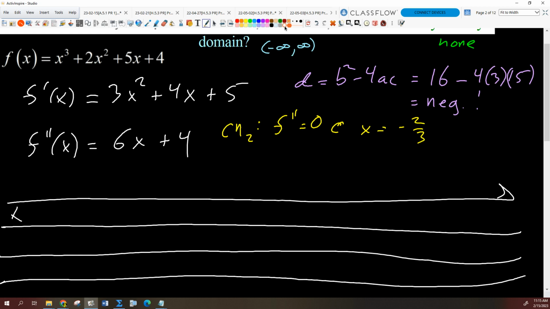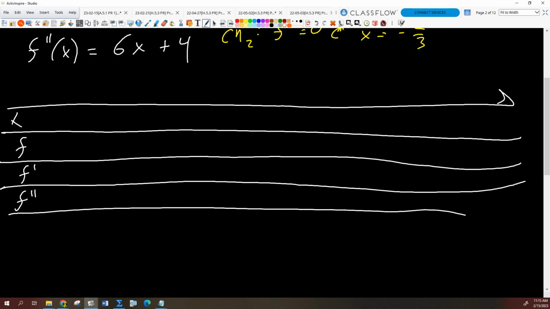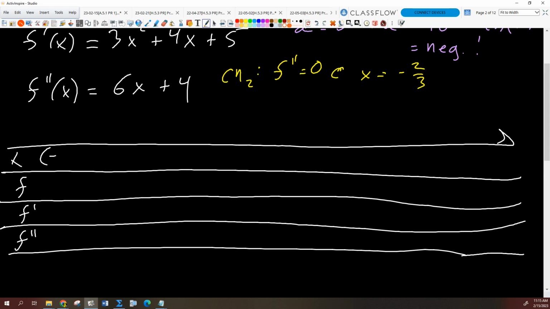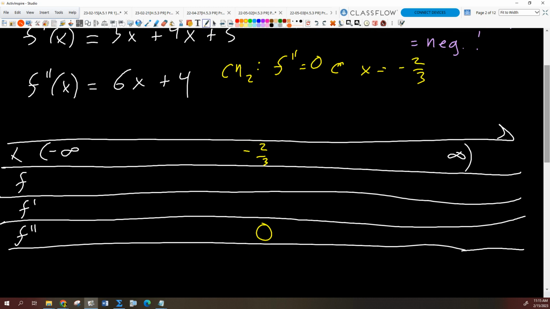so we got x, f, f prime, and we'll add our f double prime. Okay, and our domain we said was negative infinity to infinity, and we only had one critical number. Negative 2/3 was a zero of the second derivative. Okay, no first derivative critical numbers. What else would we maybe want to add to this table? And really, that's all we need.